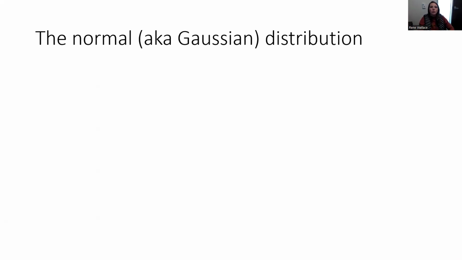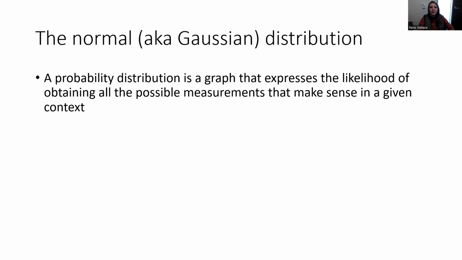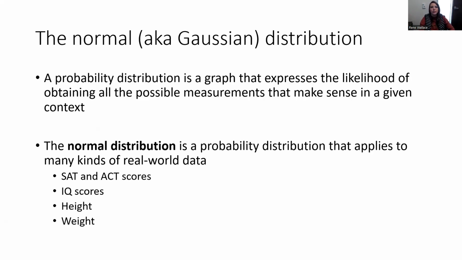So the normal or Gaussian distribution. It's a probability distribution. It's a graph that expresses the likelihood of obtaining all of the possible measurements that make sense in a given context. So I've been talking about that normal distribution or that bell curve, just touching on it the past couple of lectures. And so we can use that to give us probability.